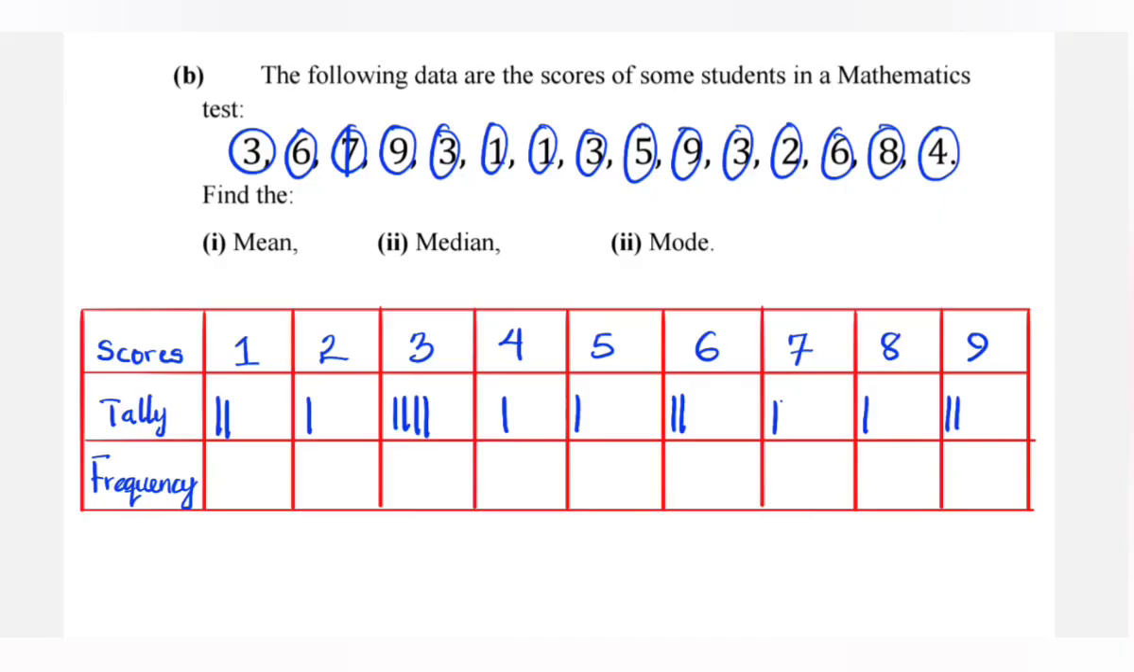So begin to write them out. Here we have 2, so we are going to write 2 here, and this is 1 time. 2 appears once. 3 appears 4 times. If you can't do strokes, that is 4 times. 4 appears 1 time. Then 5 appears 1 time as well. 6 appears 2 times. 7 appears 1 time. 8 appears 1 time. And 9 appears twice.